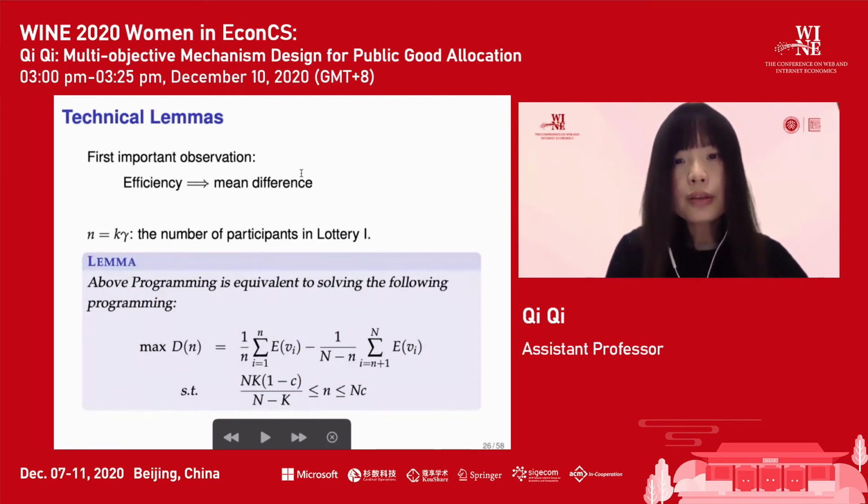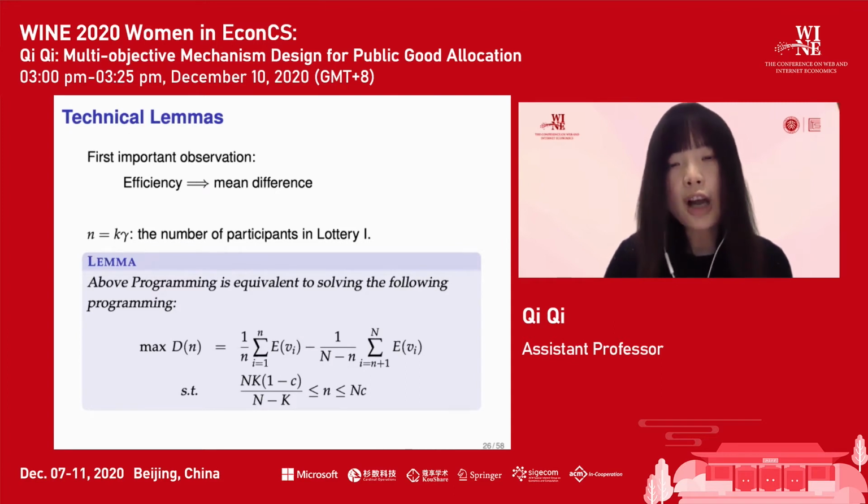So to prove that the first auction, then lottery is the best one, we actually need several technical lemmas. It's all based on some very important observations. The first one is the relationship between the efficiency and the mean difference.